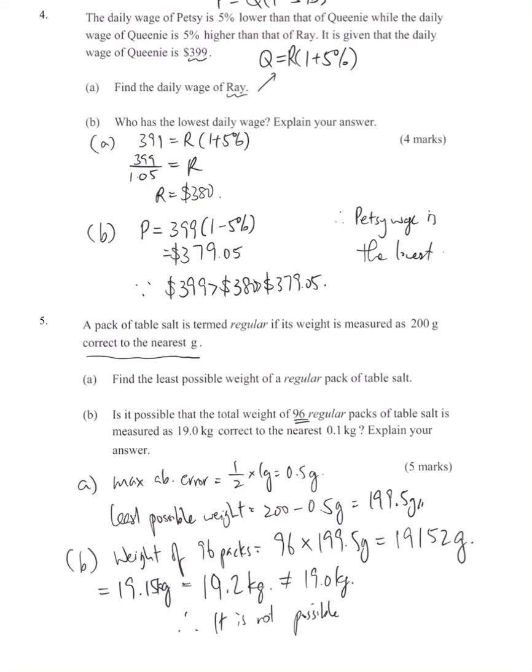Okay, here we're explaining it because we're using the lower limit already, the 199.5 gram, and if we have 96 packets of such weighted salt, it will be 19.15 kg. If we are correcting it to the nearest 0.1 kg, we will write it as 19.2, and 19.2 is what we measured if we correct it to the nearest 0.1 kg. But they're claiming that it's measured to be 19.0, which is wrong, so therefore it's not agreed.